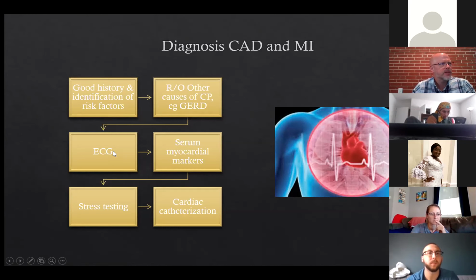If EKG is still normal, troponins are normal, we could do stress testing, which could be exercise-based or pharmacological-based. But if we've got an abnormal EKG and we've got a positive troponin, your patient's most likely going to the cath lab. But you understand that pathway?